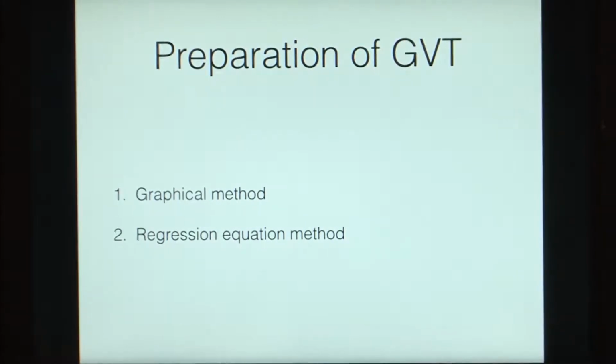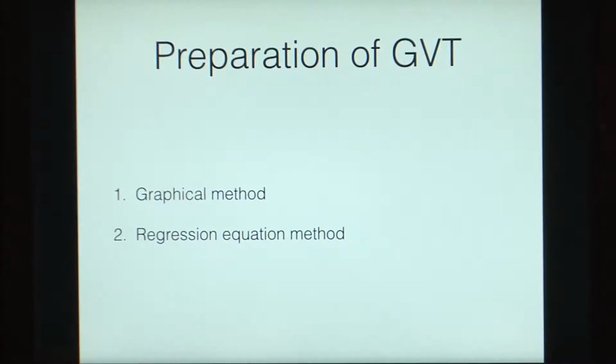So, there are two methods of preparation of volume tables. One is called the graphical method and the second is called the regression equation method. When we are trying to prepare our volume tables, we are trying to get the volumes in a tabular form, such that if we know the measurements of one parameter or two parameters or three parameters, we should be able to get the volumes.